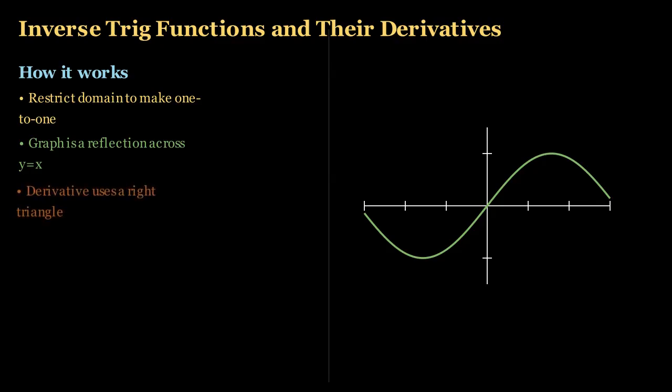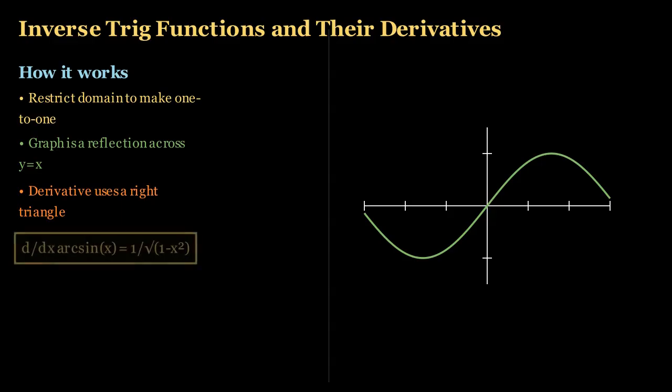Their graphs are just the original trig graphs reflected across the line y equals x. Now, to find the derivative of arcsin x, we use the reciprocal slope rule from the last chapter. The derivative is 1 over the derivative of sine, evaluated at the angle. That gives 1 over cosine of the angle. But we need the answer in terms of x, not the angle. Here's where a right triangle comes alive.